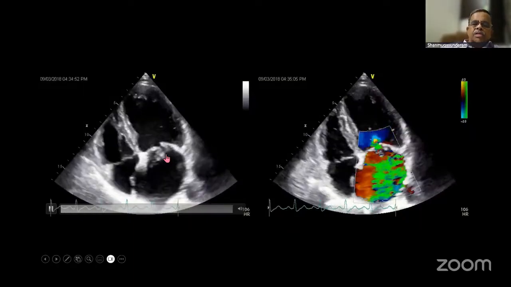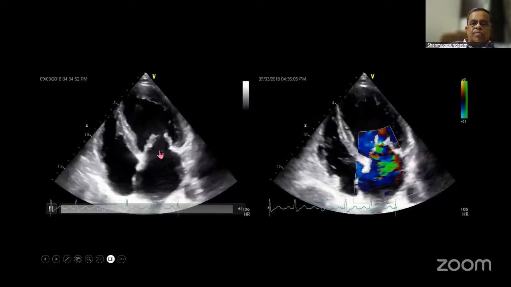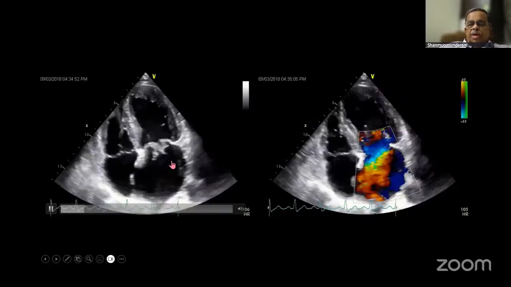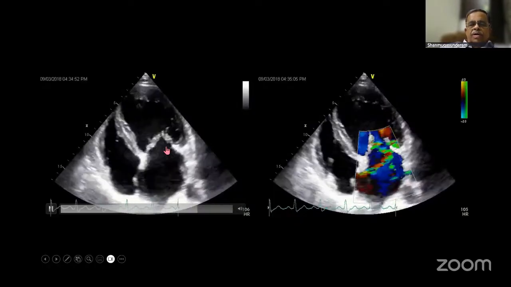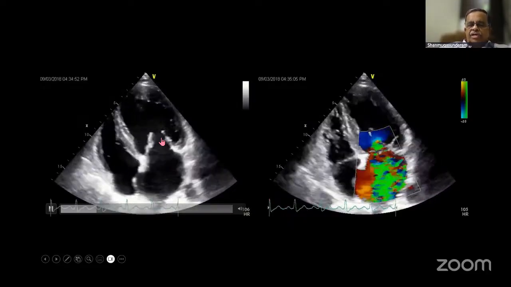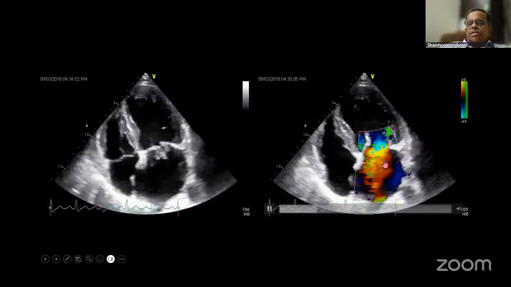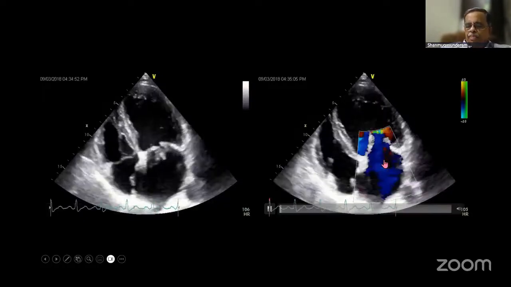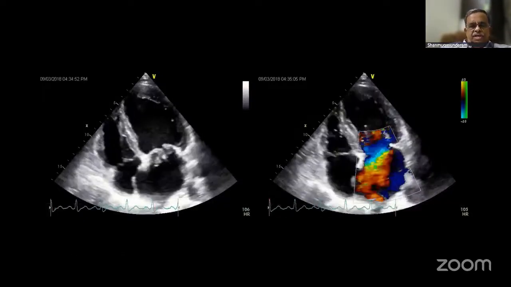In contrast, if it is a healed or old vegetation, the echogenicity may be more. Whenever there is vegetation formation, there is accompanying destruction of the valve. So invariably, significant regurgitation accompanies the presence of vegetations.